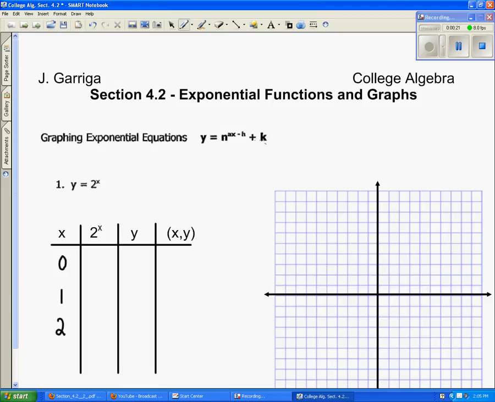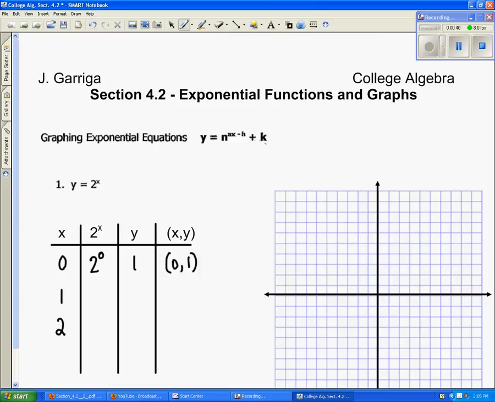Okay, that means since y equals 2^x, I put the 2 here, and everywhere x is, I'm going to put a 0. Anything raised to the 0 power is just 1. So that gives me the ordered pair: I take my x and my y, 0, 1.